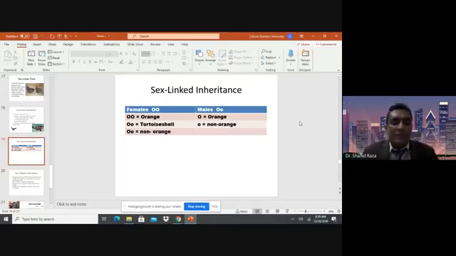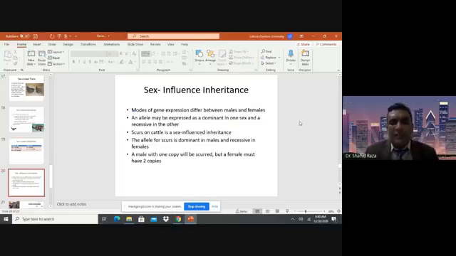So in the females we can see here tortoiseshell is capital O, small o, and non-orange is small o, small o. So here there is sex-linked inheritance showing in males and females.